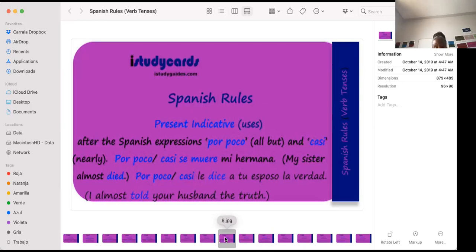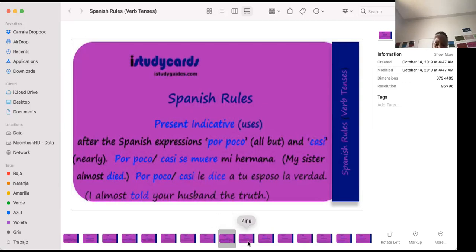So, once again, because this is totally not English. If you're talking about an action in English in the past that almost happened, that all but happened, because it didn't happen, and you are expressing that in a sentence so the person knows that it almost happened, but it didn't happen, first place, the expression is por poco or casi. But what's really important is that the verb is in the present tense. The verb is not in the past like it would be in English.